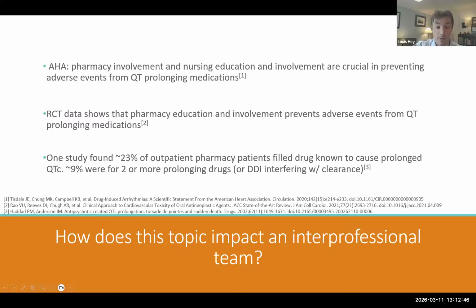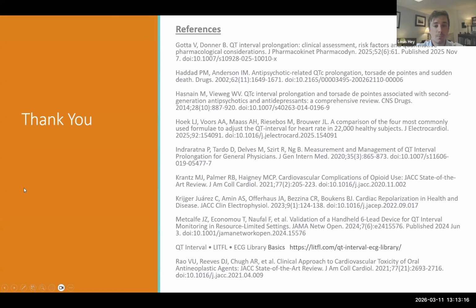And this is a really common issue for pharmacists. In one study in the pharmacy literature, 23% of outpatient pharmacy clients that were coming in filled drugs known to cause prolonged QTC. And around 9%, and this is all comers, all visitors to those pharmacies that they were studying, were on two or more QT prolonging drugs. So a very, very common scenario for both physicians and pharmacists. That is it. I'll open up to questions.